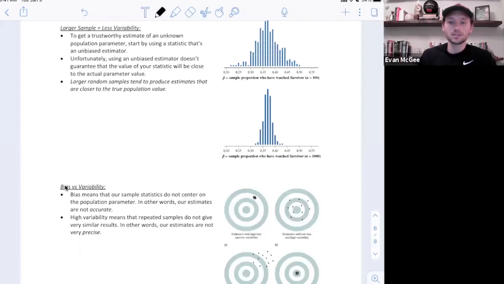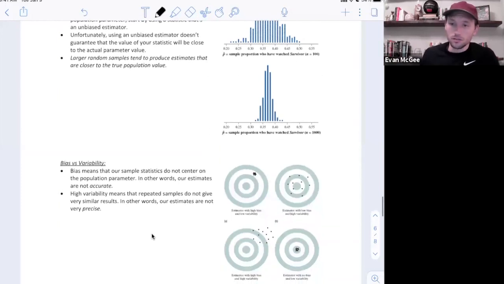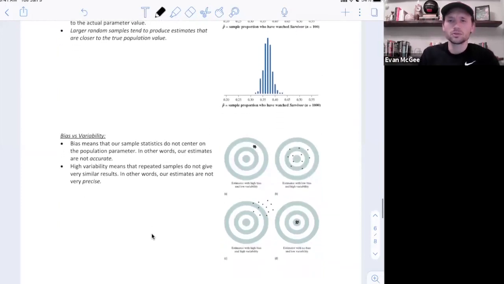Bias means that our sample statistics do not center on the population parameter, or our estimates are not accurate. For instance, this is not accurate because it's missing the mark, but there's not much variation here. Higher variability means that repeated samples do not give similar results. In other words, estimates are not precise. So here's a good picture of the difference between variability and bias. There's low variability here, but high bias because it's consistently missing the mark.